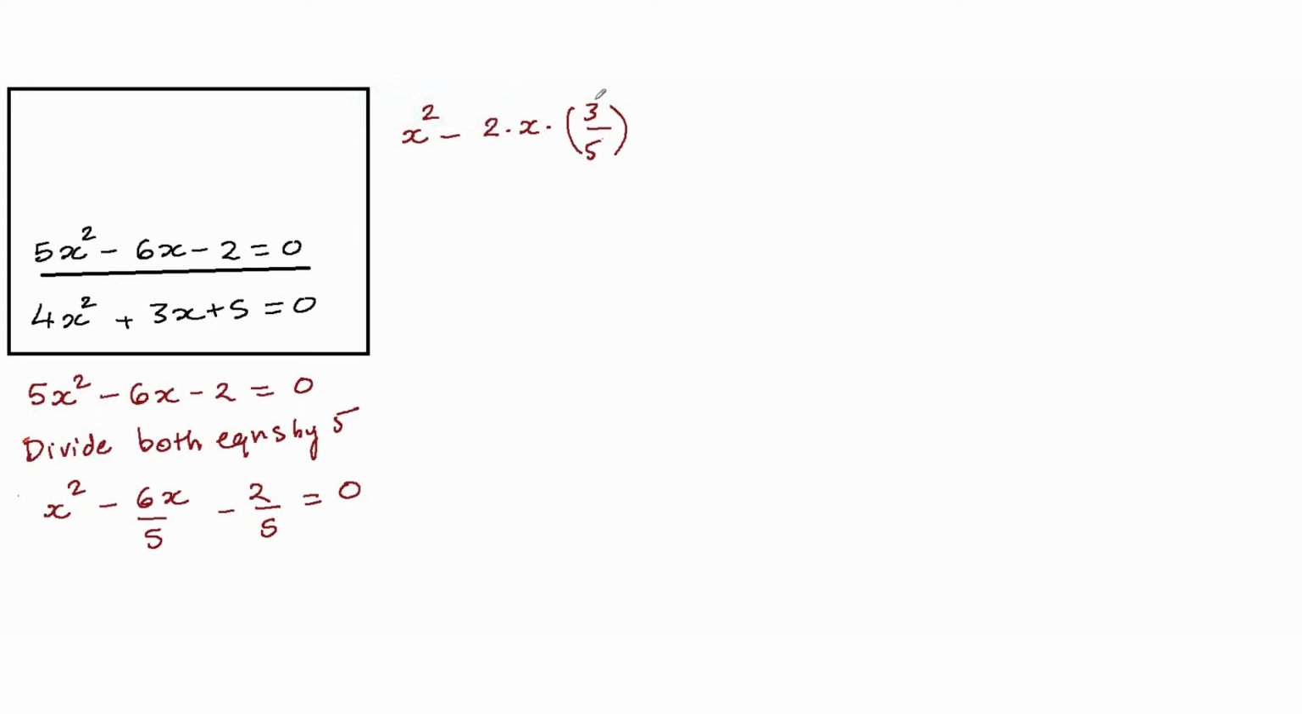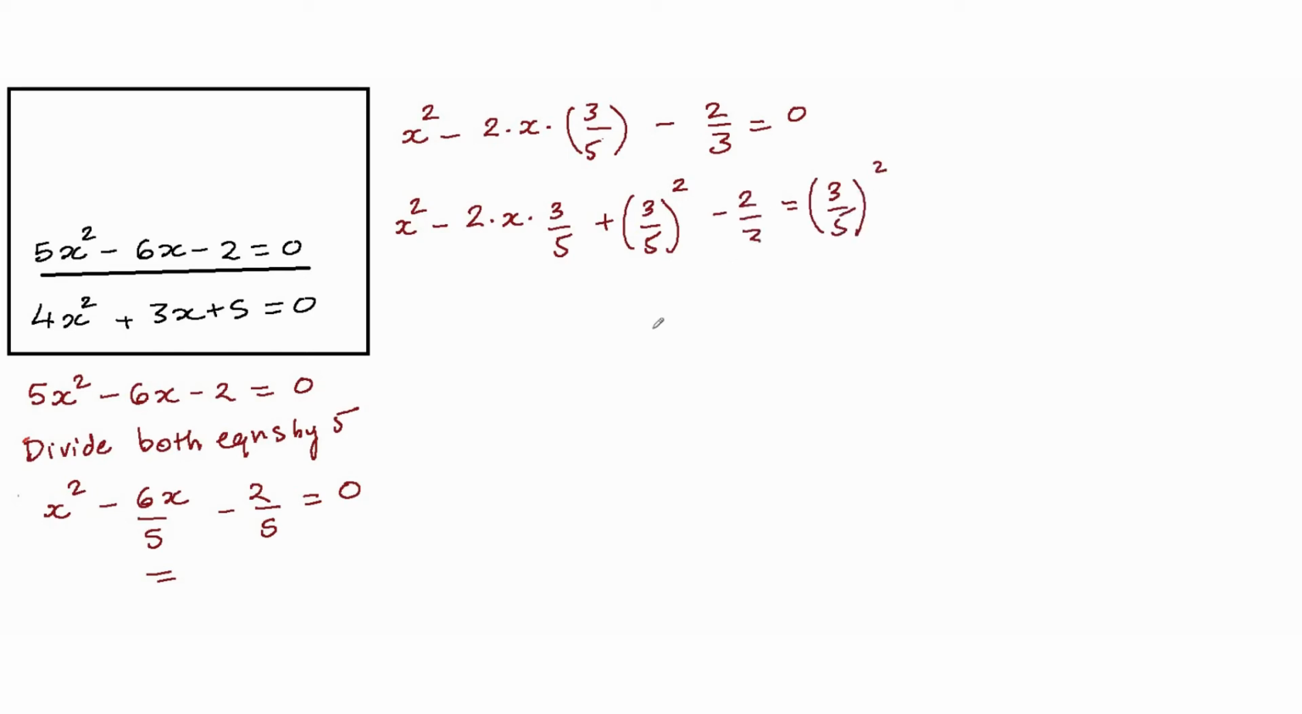So let's do a quick check. 2 into 3 is 6. So 6x by 5, and that matches my middle term. Minus 2 by 5 is equal to 0. Now to complete the square, I should add 3 by 5 the whole square to both sides. So x square minus 2x into 3 by 5 plus 3 by 5 the whole square on both sides, 3 by 5 the whole square minus 2 upon 5. So this part now becomes x minus 3 by 5 the whole square is equal to, let's transpose the 2 by 5 to the other side.